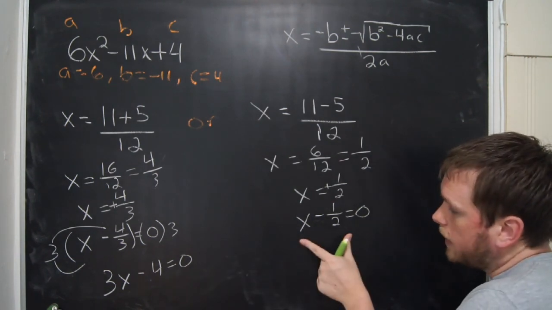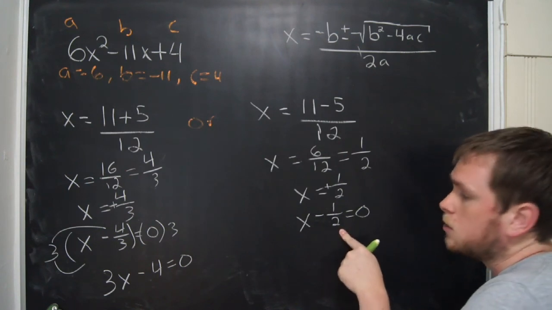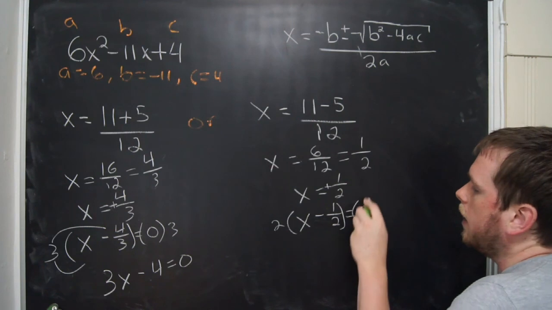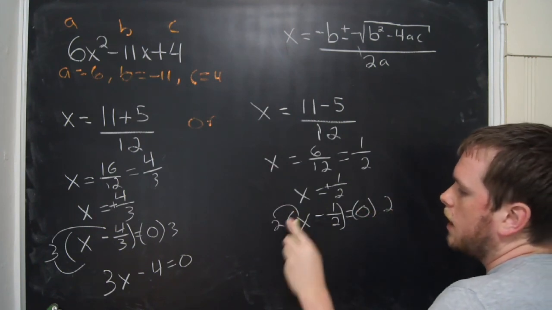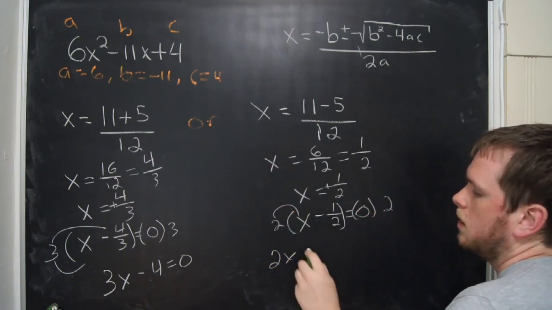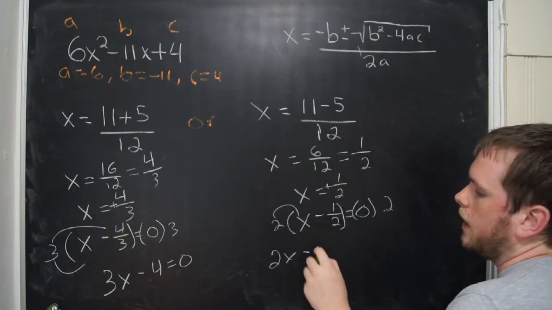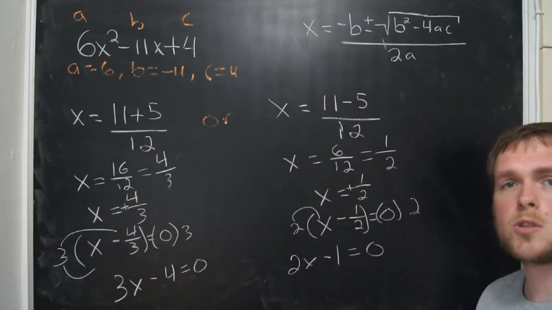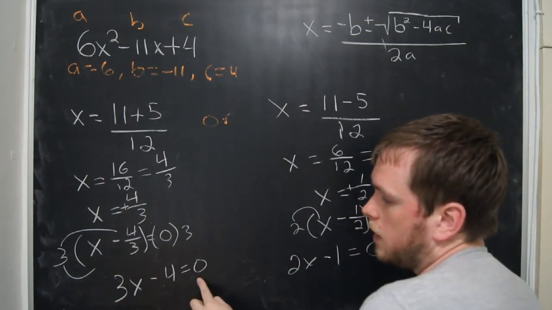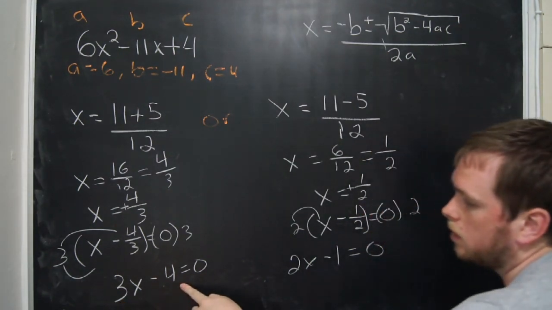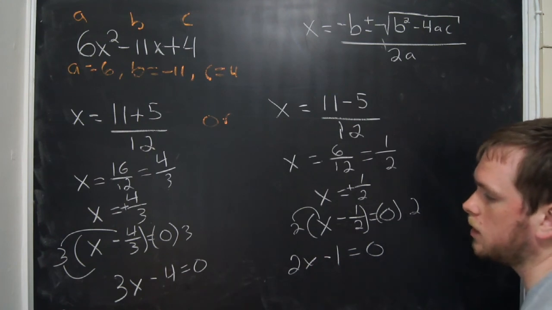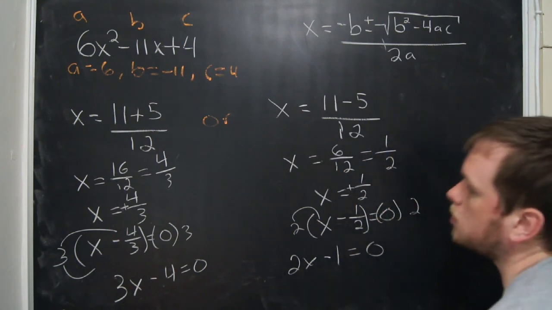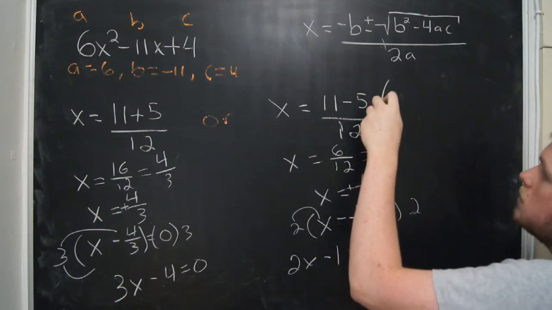Let's look at this other one. We have x minus 1/2. I want to get rid of this 2 in my denominator, so I'll multiply both sides by 2. So 2 times x, that's 2x, minus 2 times negative 1/2 gives me negative 1, and that's equal to 0. So now I have two equations, both set equal to 0: 3x minus 4 equals 0, and 2x minus 1 equals 0. So now I can write both of these, 3x minus 4 and 2x minus 1, as binomials.